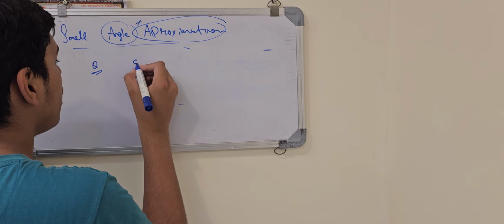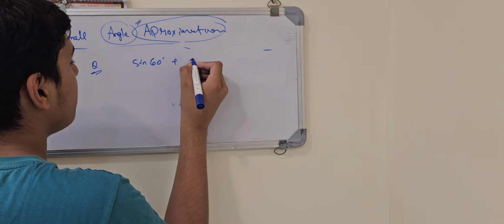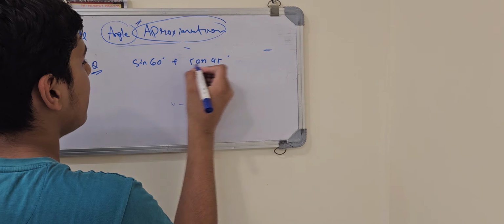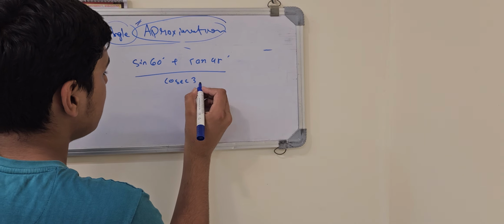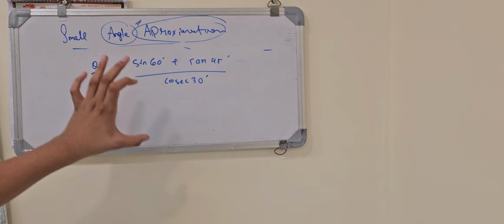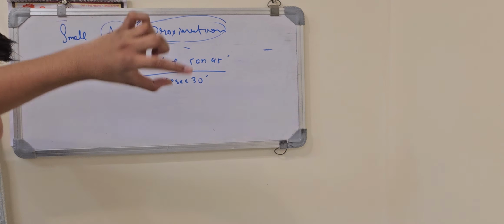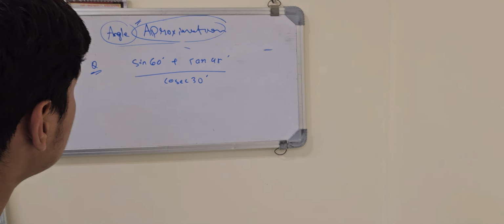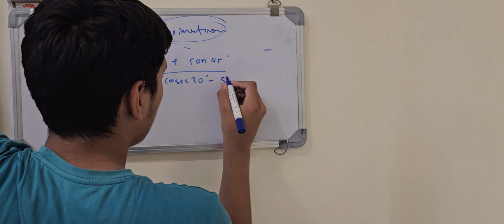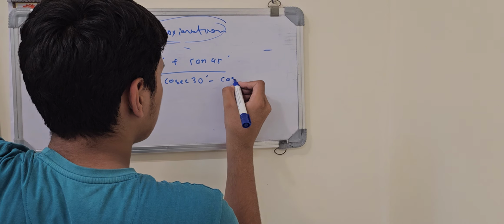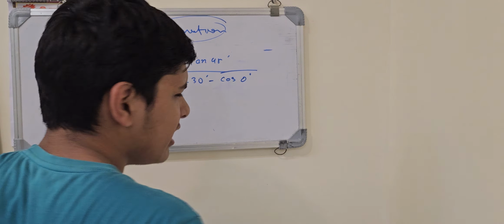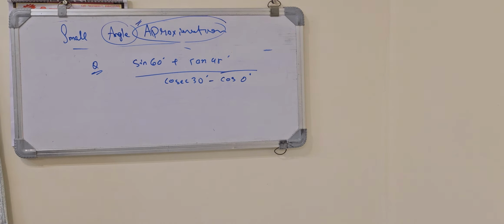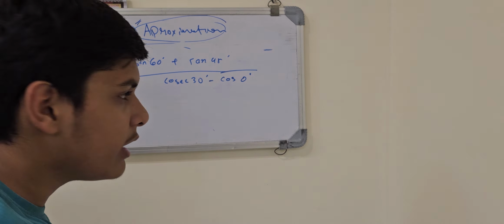Solve sine 60 degree plus tan 45 degree by cosec 30 degree. In this question, what you see, sine 60. Let me add cos over here so you can understand better. Cos 0 degree. So sine 60 is how much? Root 3 by 2.